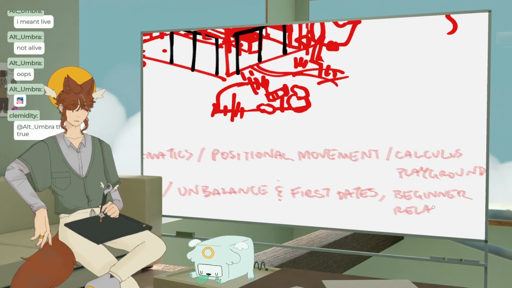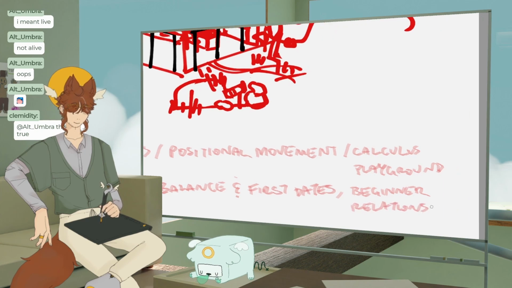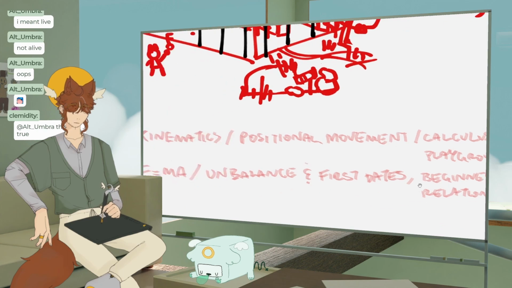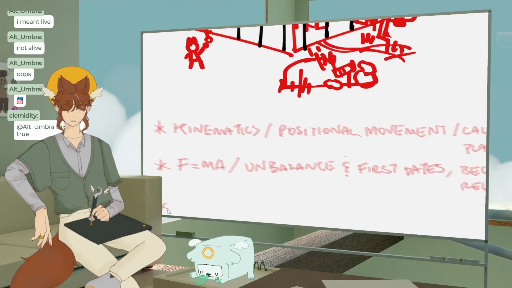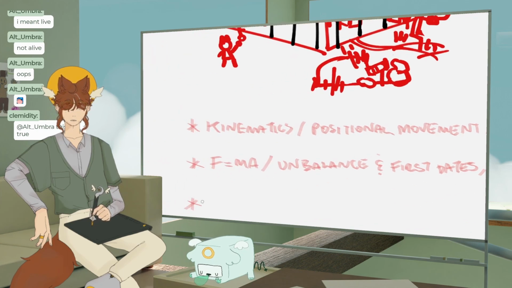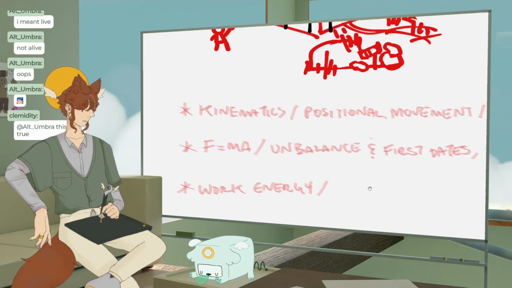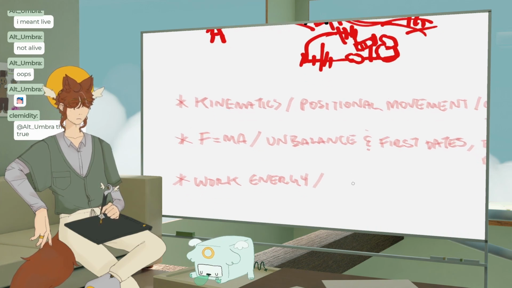Because it only gets harder from there. You can still be immature in F equals MA and get away with it. Then we talk about work energy, which is like, I mean, it's still balance. Work energy is a way of just zooming out.